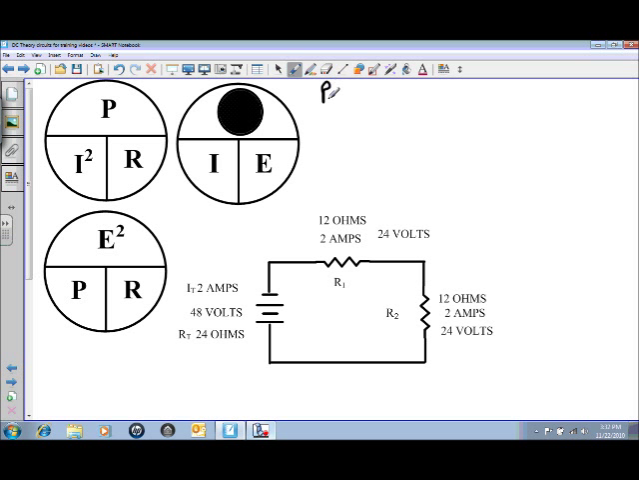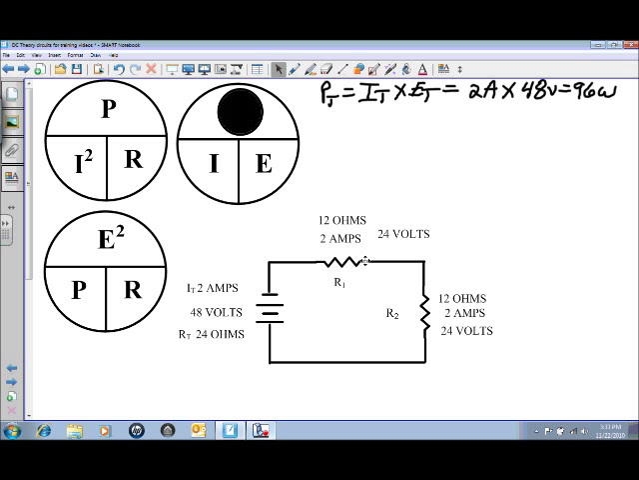Your power total is equal to the I total, or your total current flow, times your total voltage, or your source voltage, which is 2 amps of current flow, times your source voltage of 48 volts, which will give you a total power of 96 watts. So we solve for the total power.